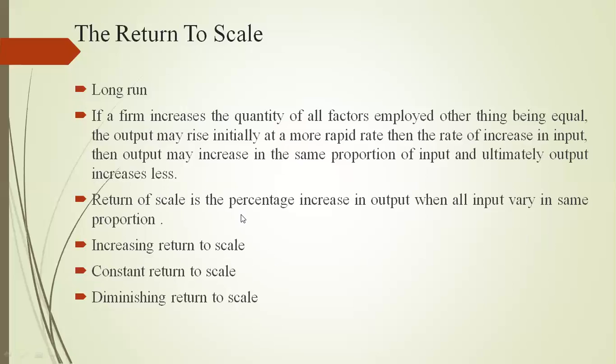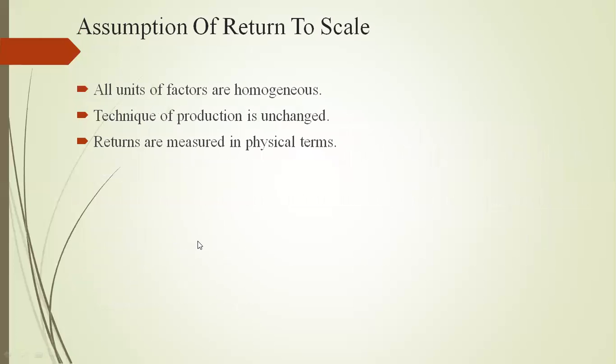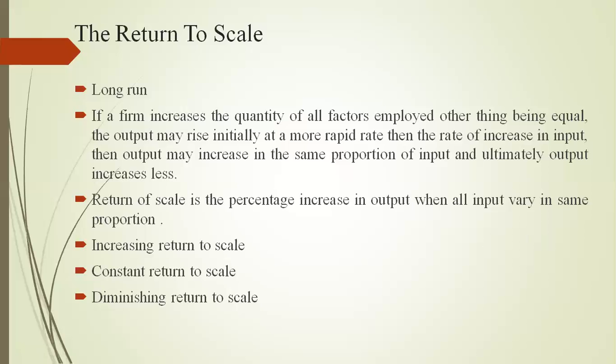So return to scale is the percentage increase in output when inputs vary in the same proportion, means labor and capital both are varying in the same proportion, and with respect to that, how much increase in production is happening, that will be called your return to scale. So three phases are there, we have already discussed: increasing return to scale, constant return to scale, and diminishing return to scale.